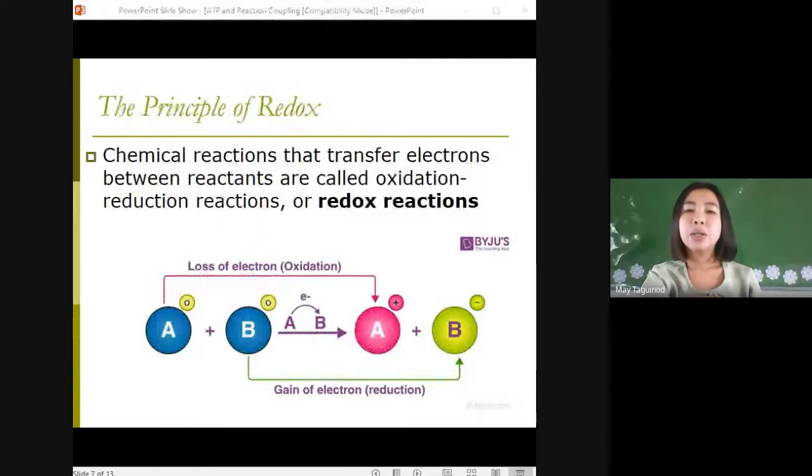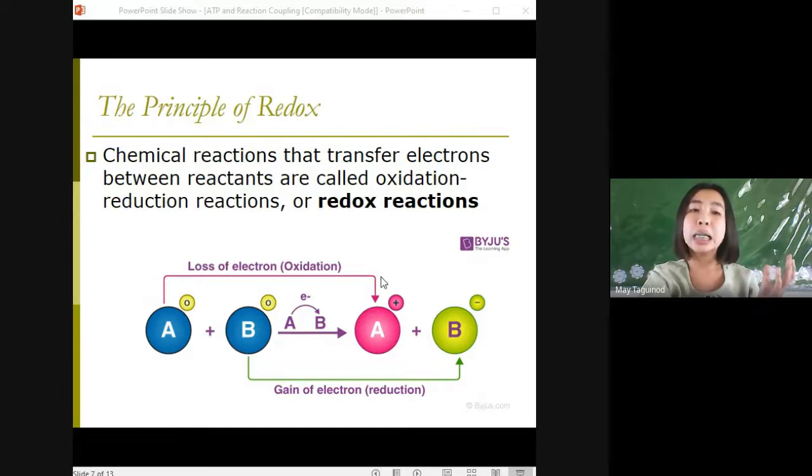Chemical reactions that transfer electrons between reactants are called oxidation-reduction reactions, or redox reactions. In oxidation, a substance loses electrons or is oxidized. In reduction, a substance gains electrons or is reduced, so the amount of positive charge is reduced.